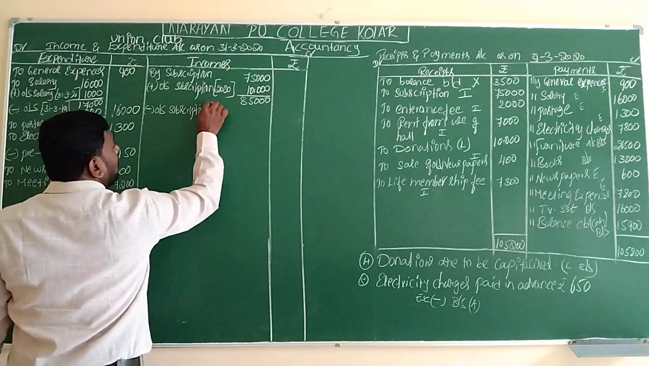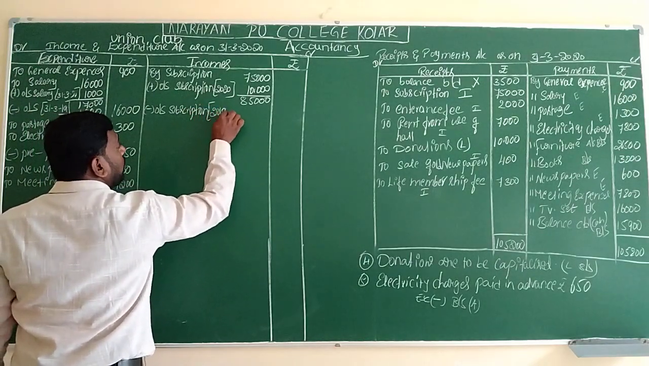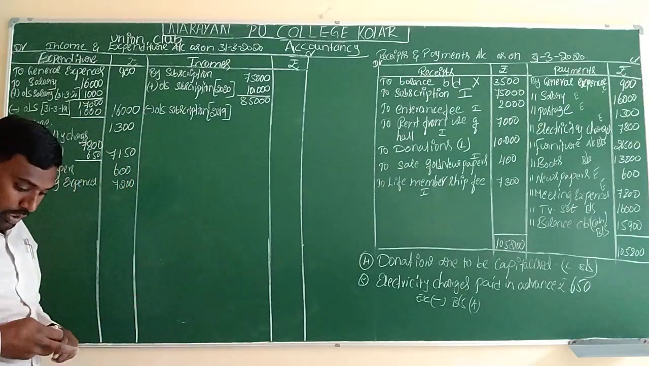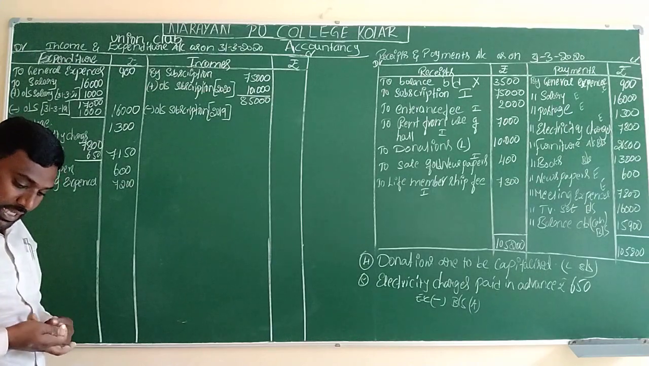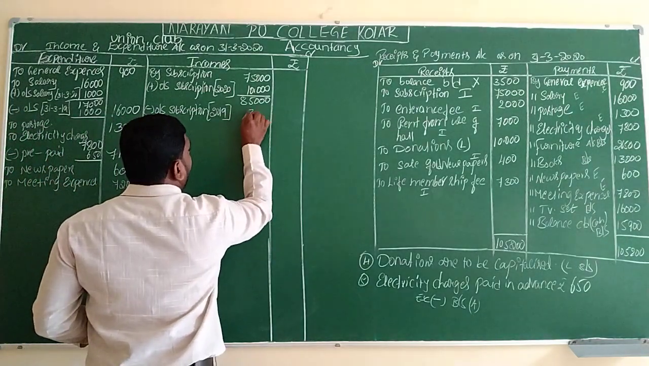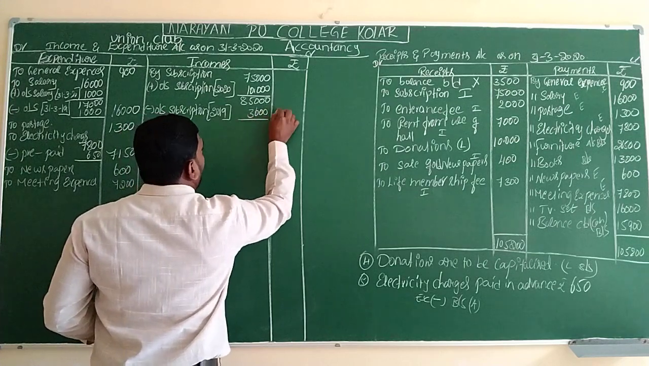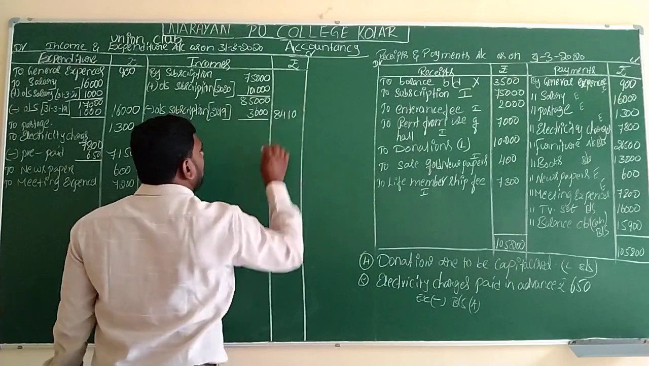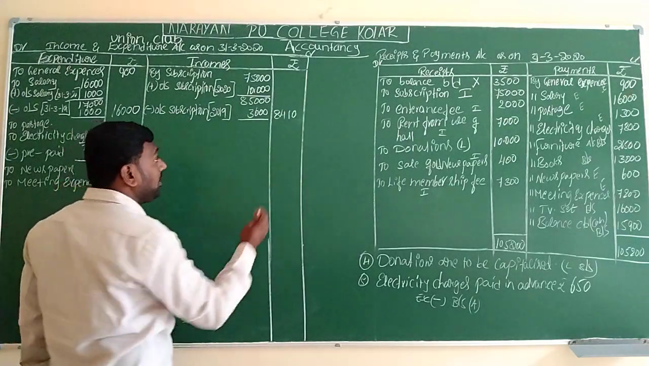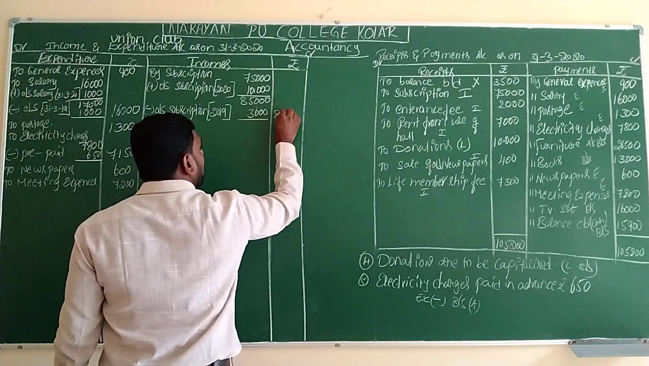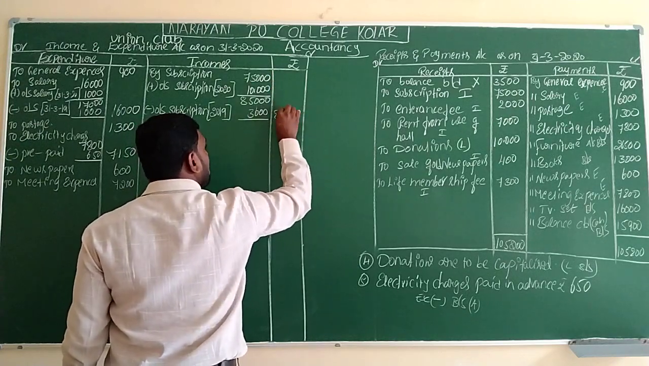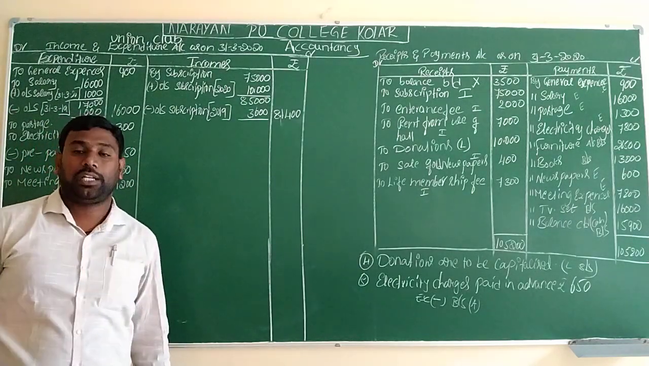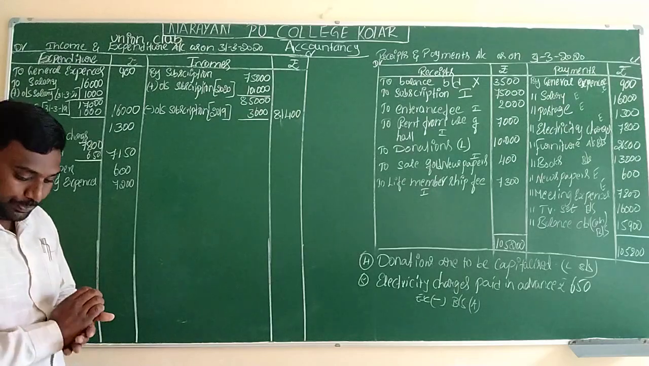Where it is available means in the old balance sheet, the year 2019 under the asset side, they are given. So the old outstanding subscription is 3600. Therefore, 81,400 rupees is the present year actual income to the company, to this NPO.